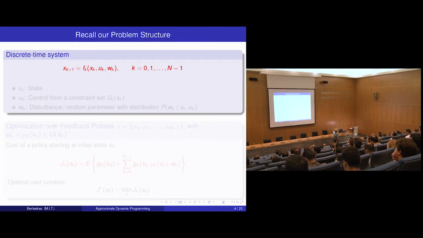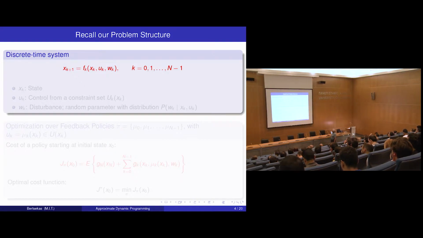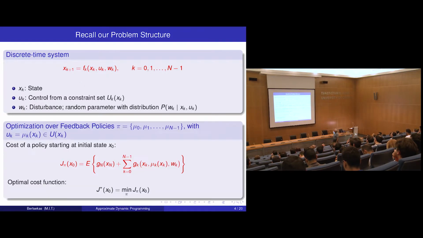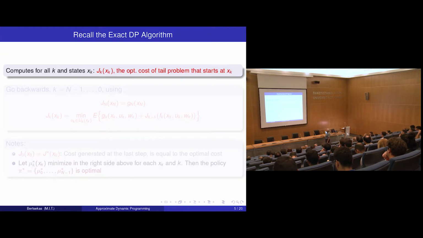Just to bring you back to where we were, we have a discrete time dynamic system. X is the state, U is the control, W is the disturbance. We optimize over feedback policies, which are control functions that satisfy the control constraint. And given an initial state and given a policy, there is a cost associated with that, which is given by this expression. It's the sum of the cost per stage over n time periods. And we take the expected value of that, and the optimal cost function is the optimal over pi. We minimize over pi, not over all controls.